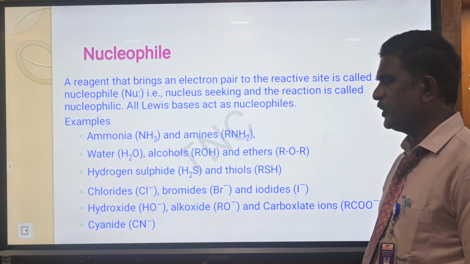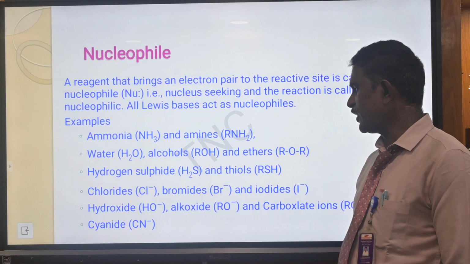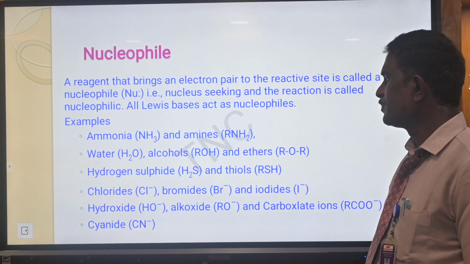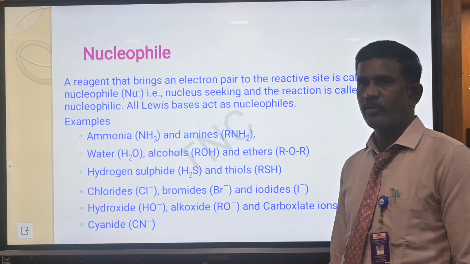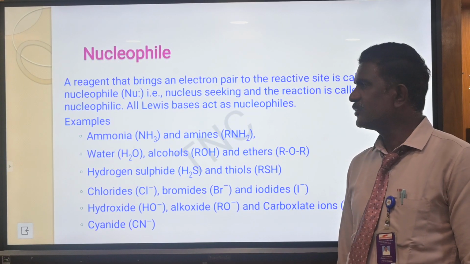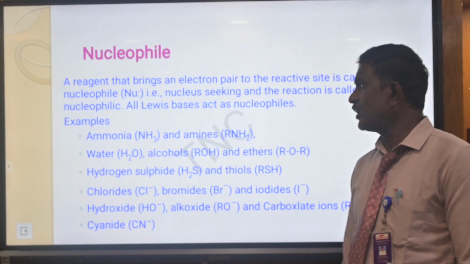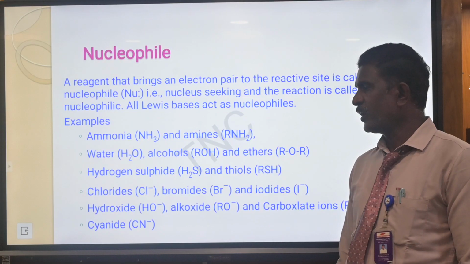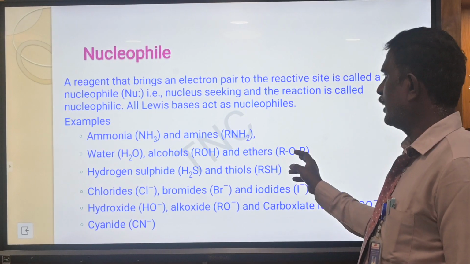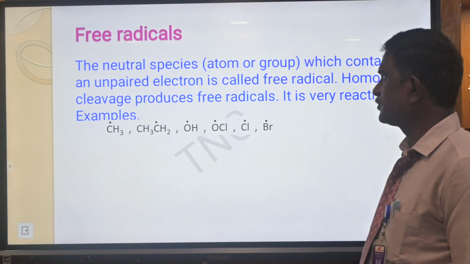The negatively charged species like chloride, bromide, iodide, hydroxide, alkoxide, and very famous nucleophiles like cyanide. They are good, powerful nucleophiles. So these negatively charged ions can also act as nucleophiles because they are electron rich species. They can donate electrons to other atoms, particularly positively charged atoms.